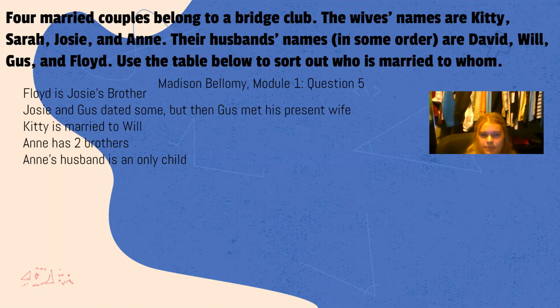So we kind of have some hints here to distinguish who is married to whom. Floyd is Josie's brother. Josie and Gus dated some, but then Gus met his present wife. Kitty is married to Will, so we flat out just have an answer that Kitty is married to Will. Ann has 2 brothers, and Ann's husband is an only child. So we can go ahead and establish this with a table. I already have the answers marked in here, but we're just going to go through it together.